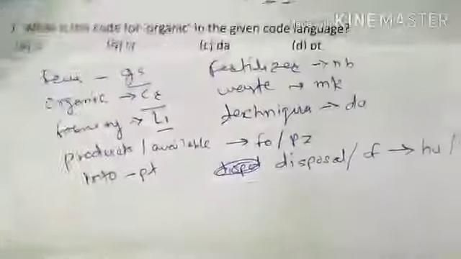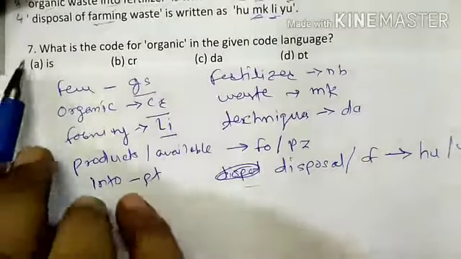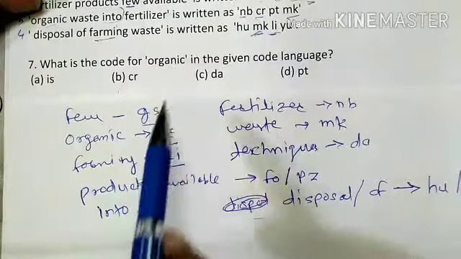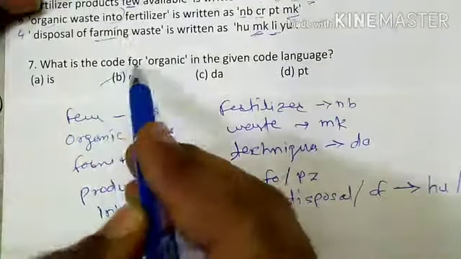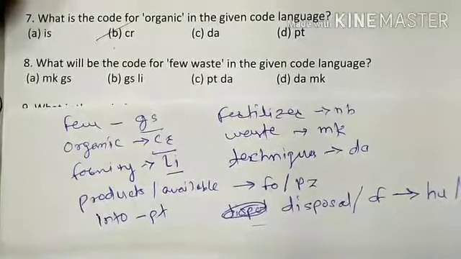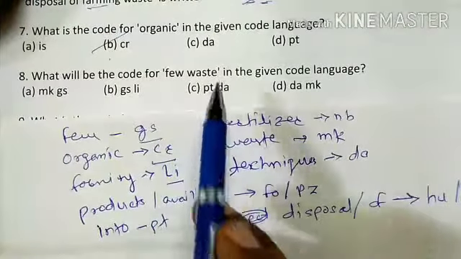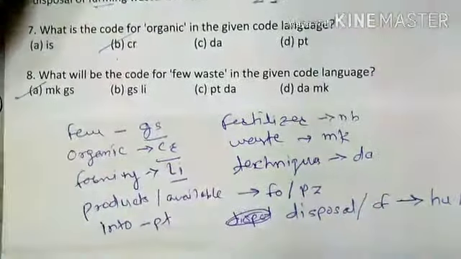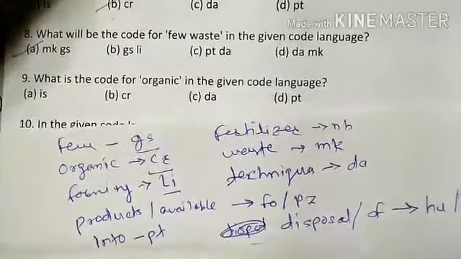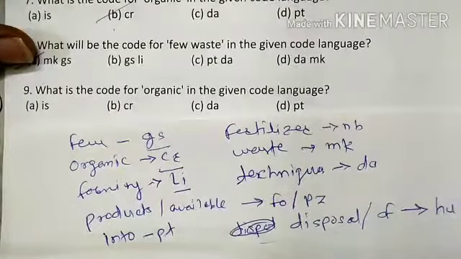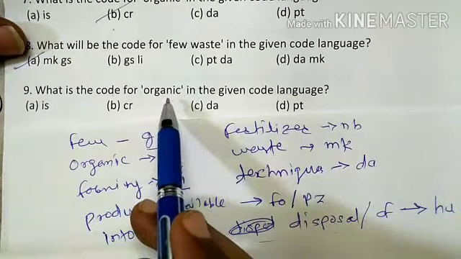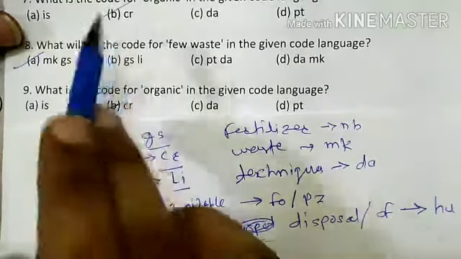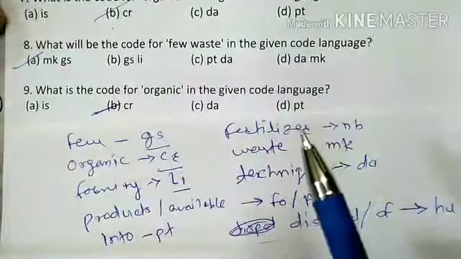Question number 7. What is the code for organic? Code for organic is CR, option B. Question 8. What will be the code for few waste? Few is GS and waste is MK, so MKGS, option A. Next, question 9. What is the code for organic? It is a repeated one, so the code for organic is CR. It is the same as question 7.